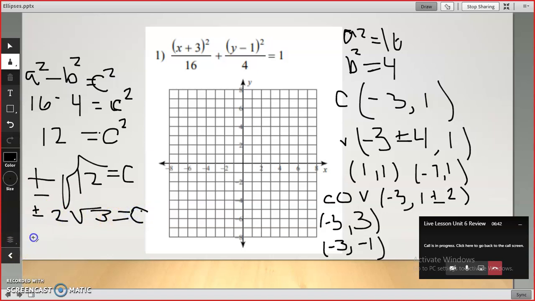And so the foci, just going to denote that with F, would be -3 plus or minus 2 root 3, comma 1. All right, so I'm not going to graph my foci, so I'm not going to go ahead and put that in decimal form or anything, but I am going to graph this. So let's put the center here first. So that's going to be -3, 1. So it's -3, 1 is my center.